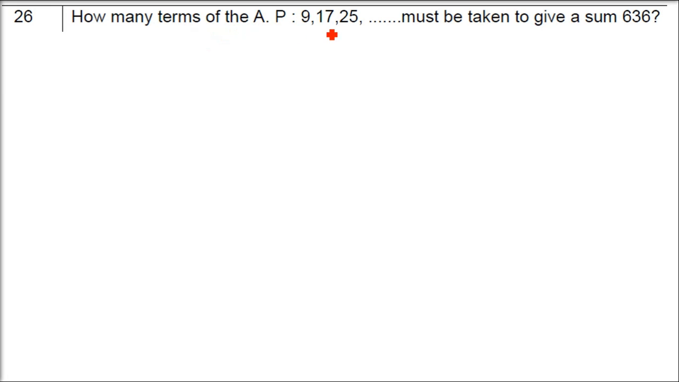How many terms of the AP 9, 17, 25 must be taken to give a sum of 636? So the AP is given and we have to add them and find the number of terms which will give the addition as 636. So you have a as 9, the first term. What is the common difference?